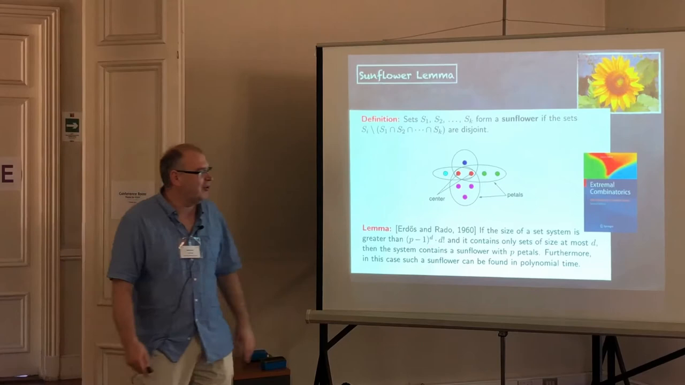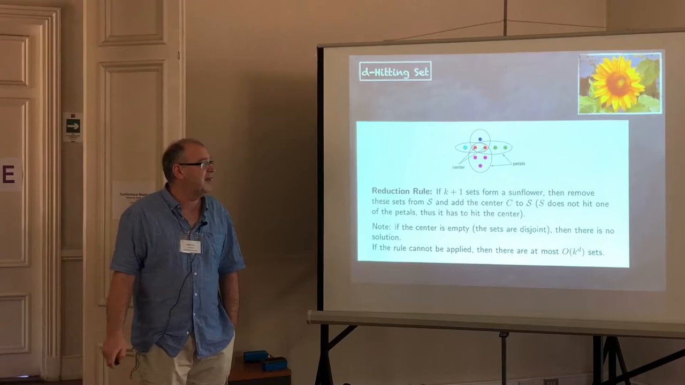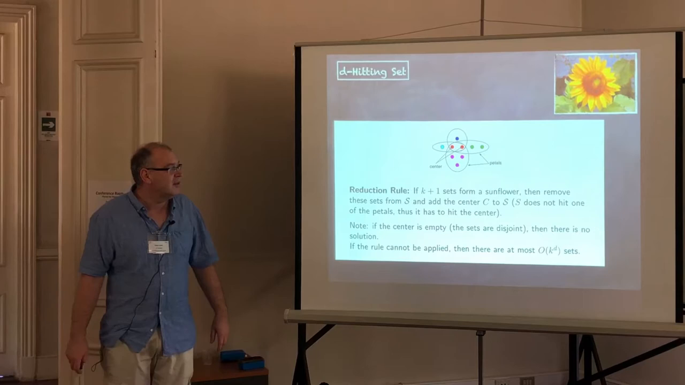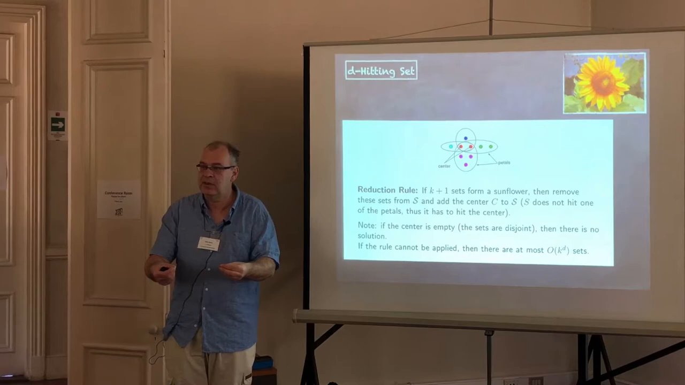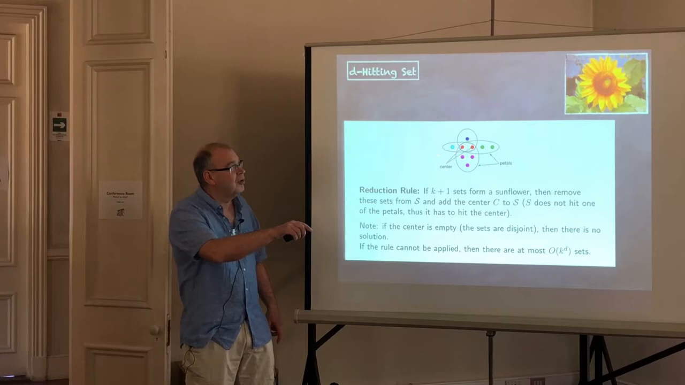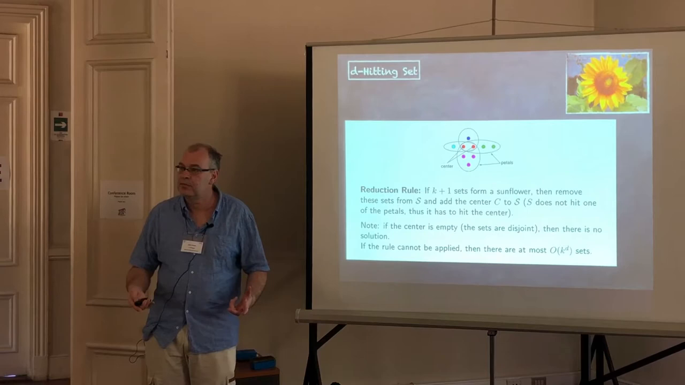Okay, so now my reduction rule is the following. If I have k plus one sets which form a sunflower, then what do I know? I know that at least one of the vertices in the center of the sunflower should be in the hitting set. Because if none of the vertices in the center are in the hitting set, then to hit all the petals of the sunflower, I need k plus one elements.